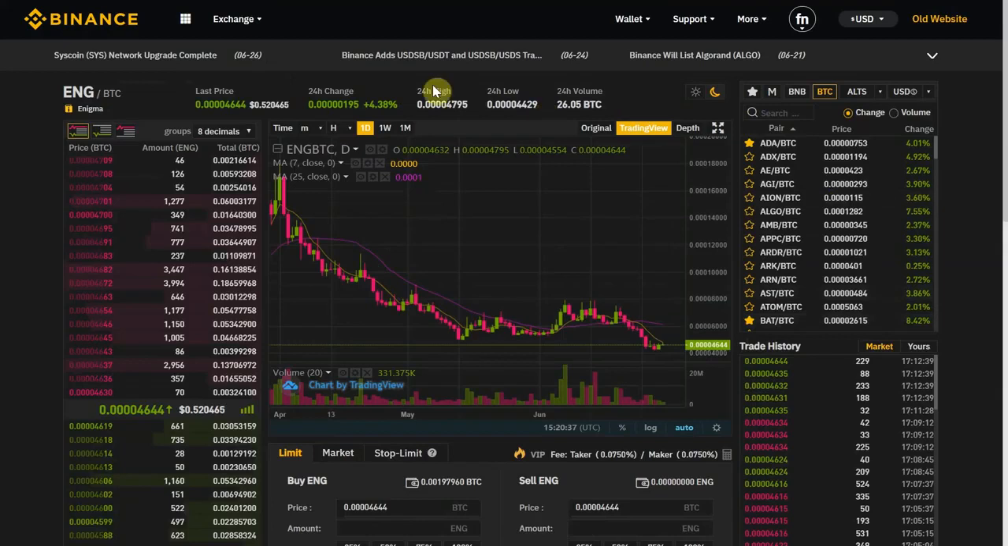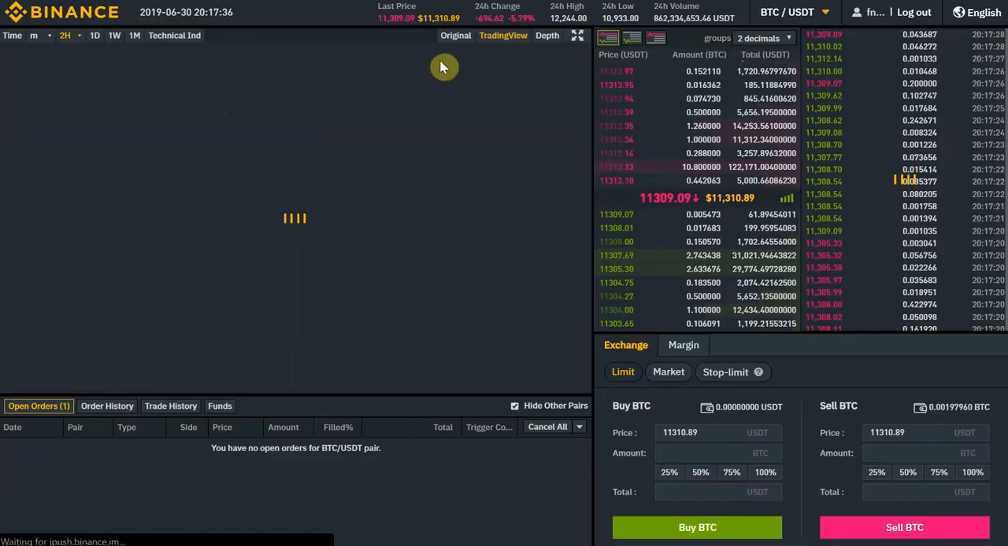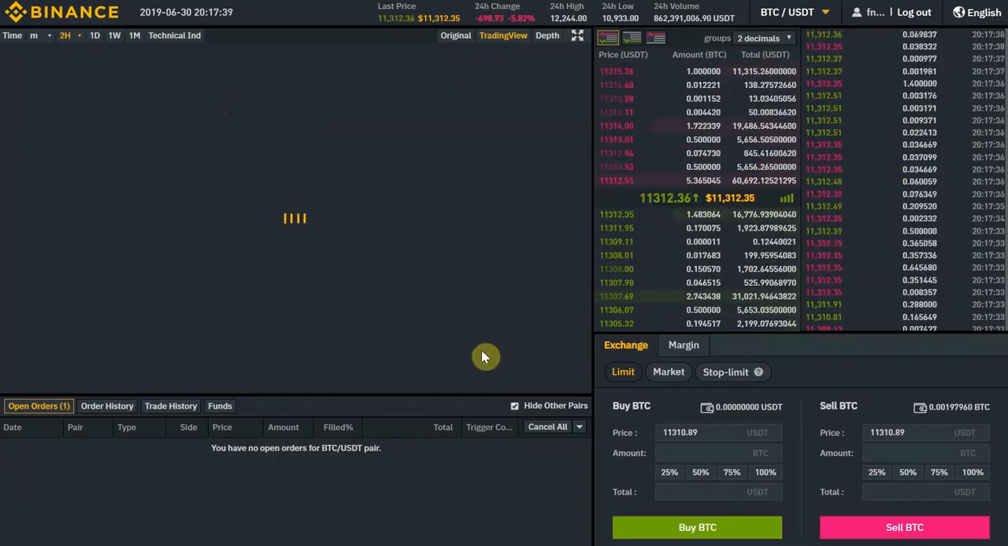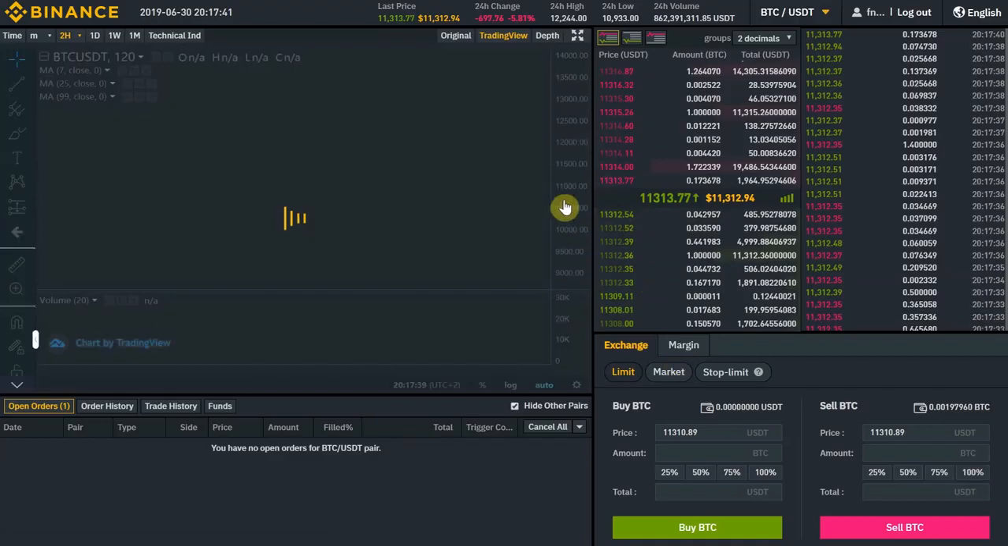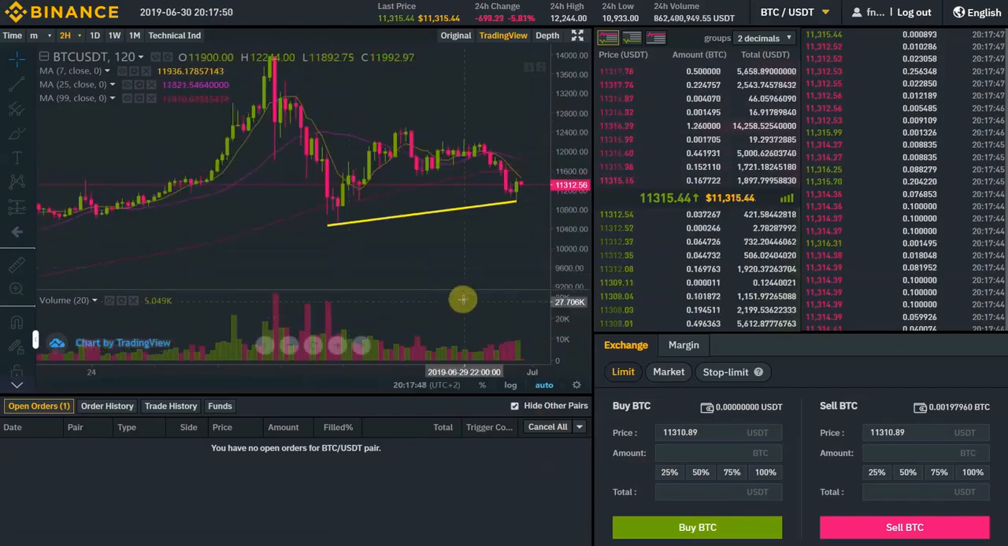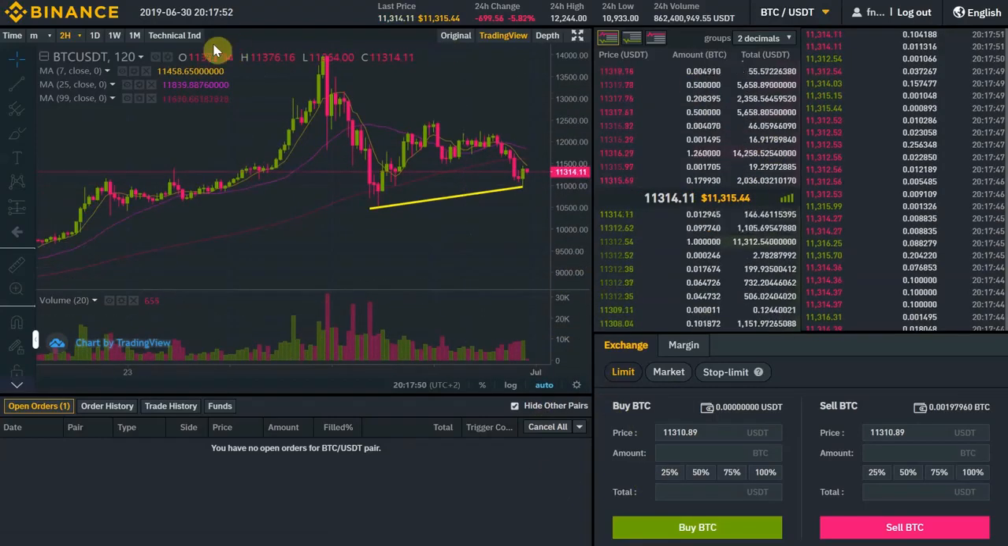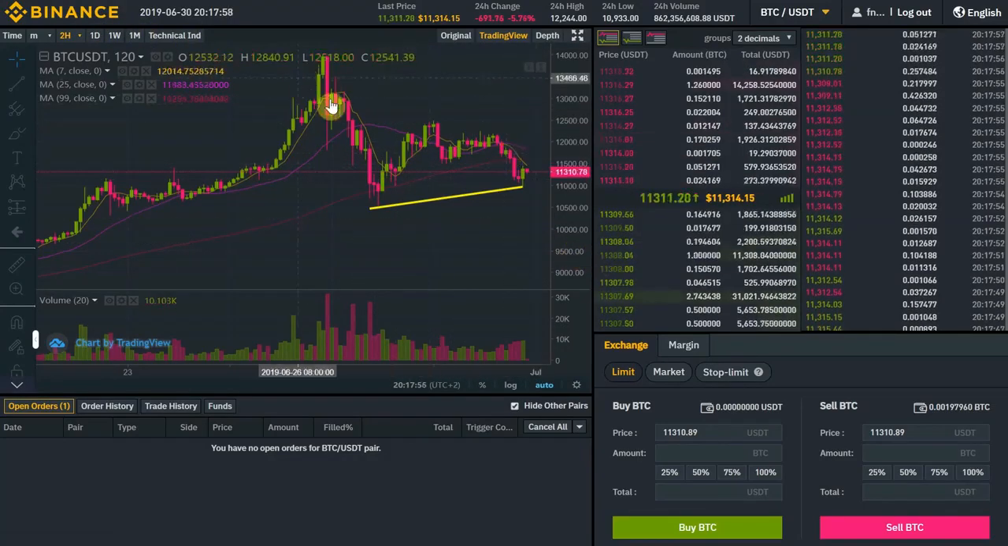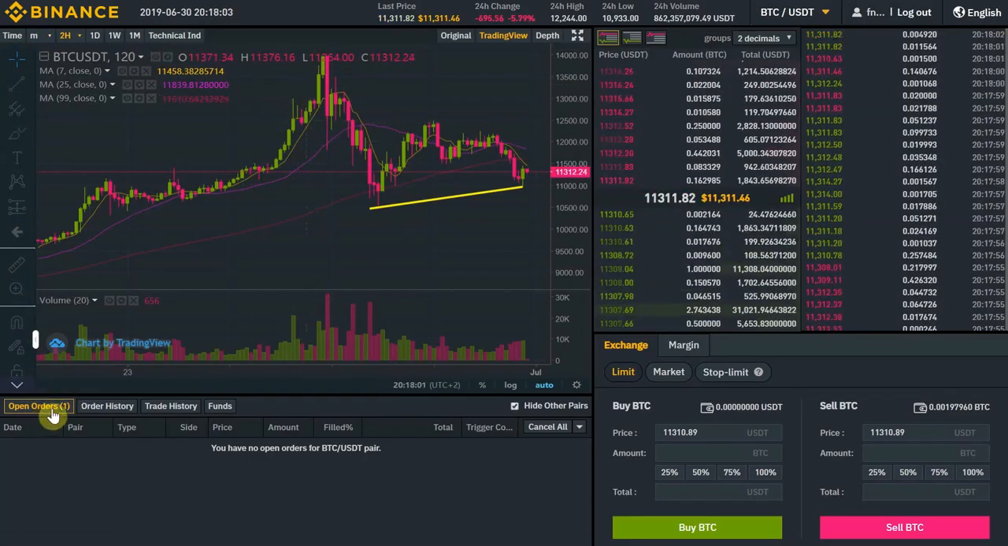And let's come back here. Okay, let's switch over to the advanced. And over here in the advanced section, this is basically the same thing, but this is more like a web app. So it's not like a web page where you can scroll down the page. So this is actually more responsive. I like to use this instead of the simple one. You have the same options. You have some drawing tools here. You can see the open orders, order history, trade history, and your funds on this section. This is your, let's call it, trading station.